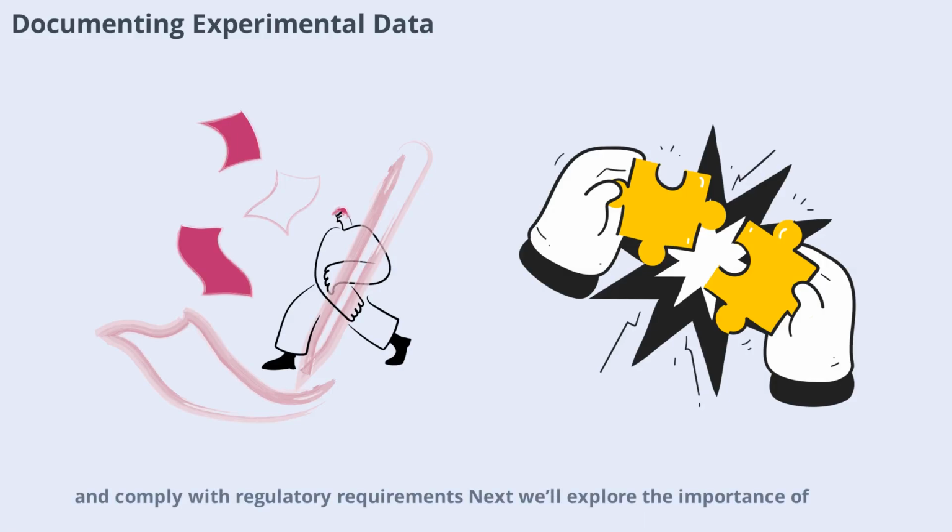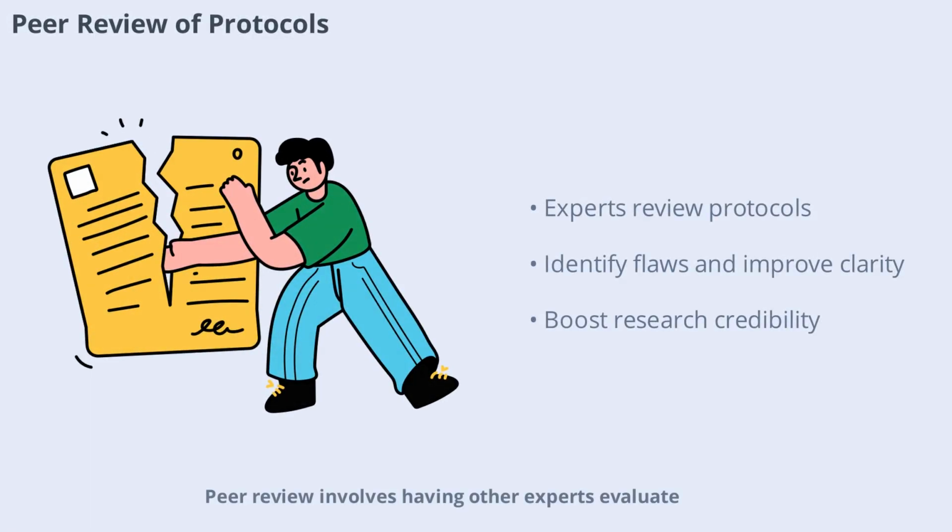Next, we'll explore the importance of peer review in validating experimental protocol. Peer review involves having other experts evaluate your experimental protocol before the study begins. This process helps identify potential flaws, improve clarity, and ensure that the experiment meets scientific standards. Peer review increases the credibility of your research and can lead to valuable feedback. It's a standard practice in both academic and industrial research settings.